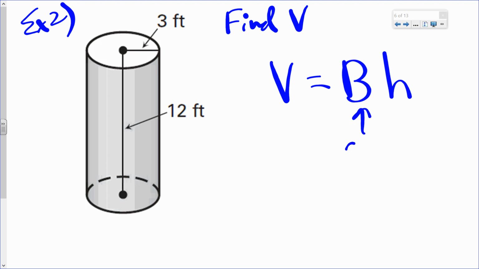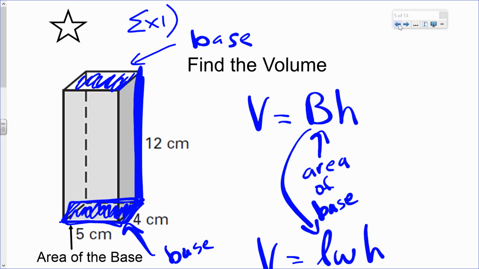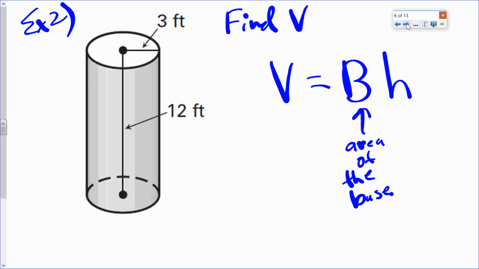And this still means the area of the base, you guys. And this time the area of the base, what shape is the base? That's the shape of the cylinder, but what's the shape of the base? No, it's a circle. So instead of length times width for the area of the base, the area of the base would be the area of a circle, which is pi r squared. That's the area of a circle formula.